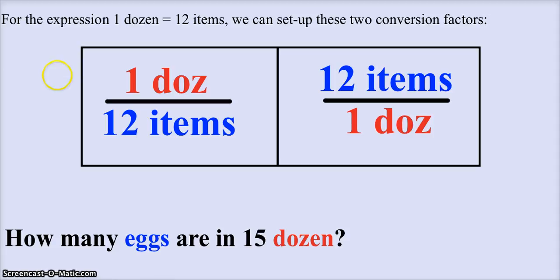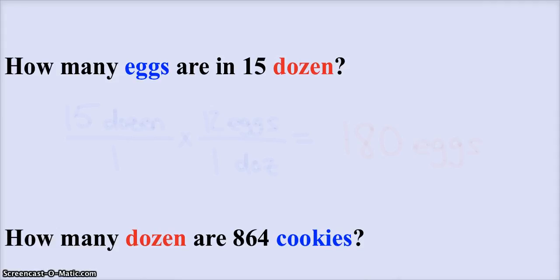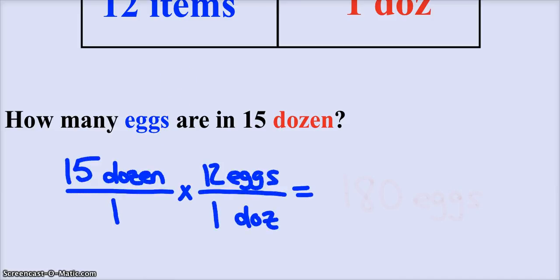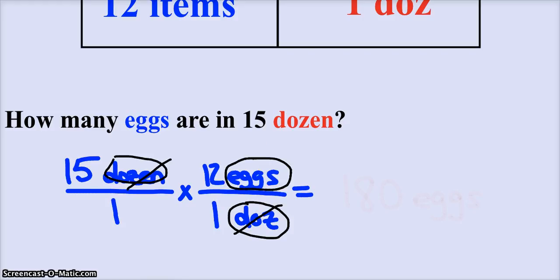So for example, how many eggs are in 15 dozen? This is how dimensional analysis can look. What you do is you take your given piece of information. I have 15 dozen. I place that over 1, so it looks like a conversion factor. And then I take the unit that is up here, dozen, and I have to put it down here, because that's how I cancel it out. So this unit, dozen, gets canceled out, and you change it into what you need. So here I want to know how many eggs are in a dozen.